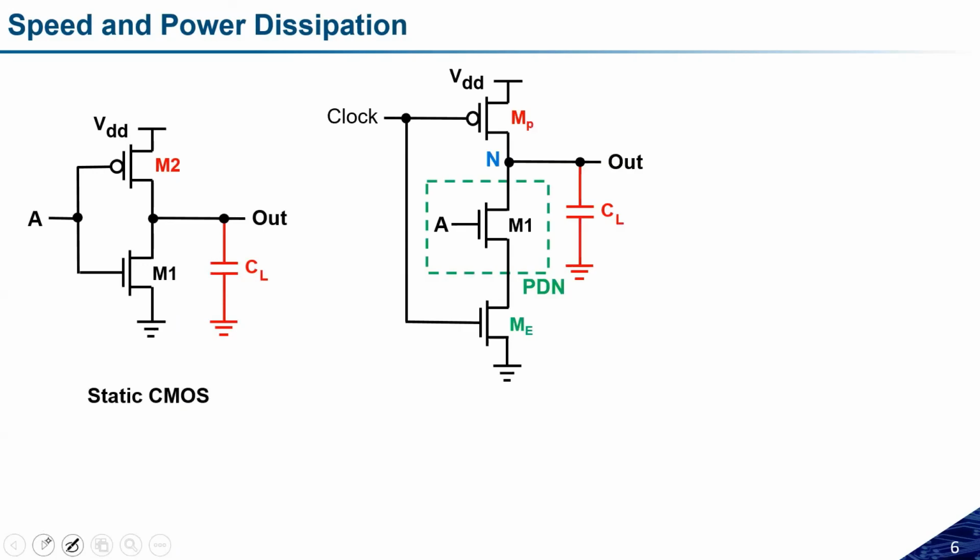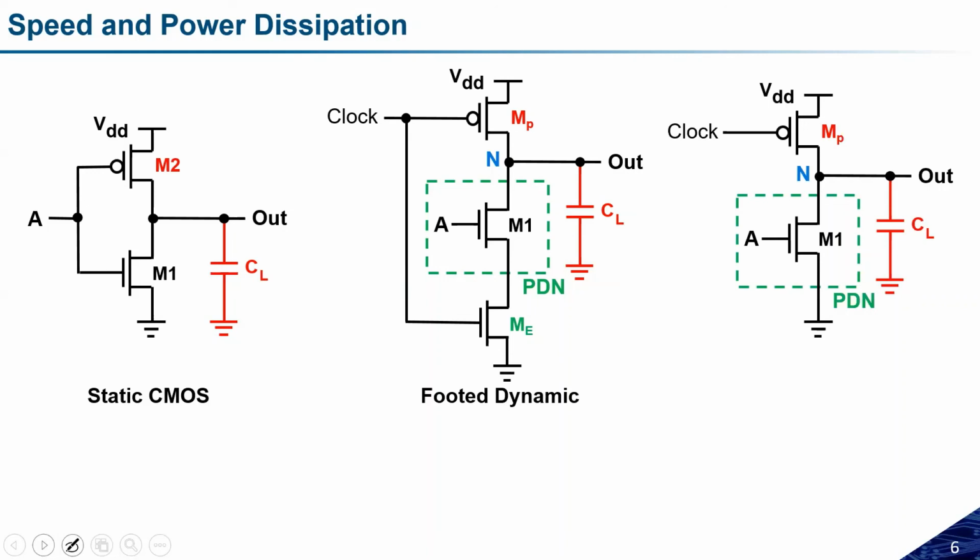Next, if I have to make an inverter kind of structure based on dynamic logic, this is the footed inverter logic, because the evaluation transistor is here. We call it the footed dynamic one. And the third one: there was a problem with the footed one, so we can go with a footless kind of structure, and we can implement something like this. So here we have three structures which we need to compare in terms of speed and power dissipation.